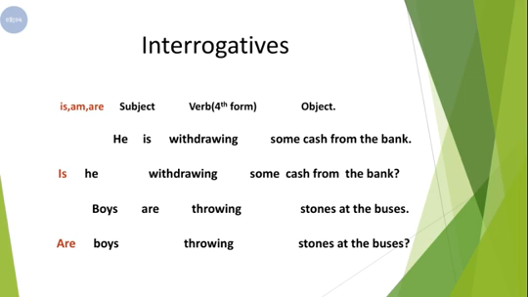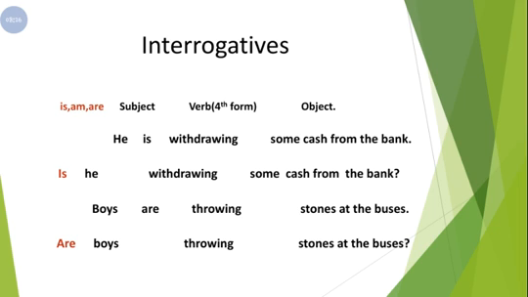So now let's see our example number 1. He is withdrawing some cash from the bank. This is your affirmative sentence. If you want to change it into interrogative, you will simply write the helping verb before the subject. Is he withdrawing some cash from the bank? At the end, question mark.